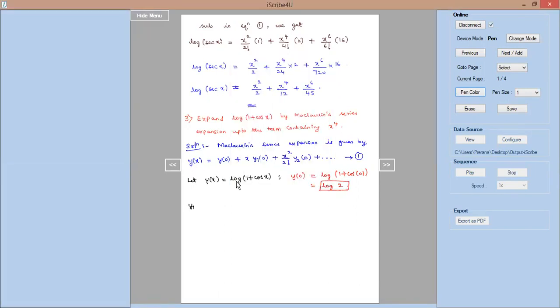Now we differentiate once again to obtain the next derivative, that is y1 of x we have to find out. So y1 of x is differentiation of log of 1 plus cos x, which is 1 divided by 1 plus cos x into differentiation of cos x, which is minus sin x. Using the chain rule concept, you have to differentiate the 1 plus cos x term as well. So differentiation of 1 is 0, differentiation of cos x is minus sin x. So that is how we get minus sin x divided by 1 plus cos x.